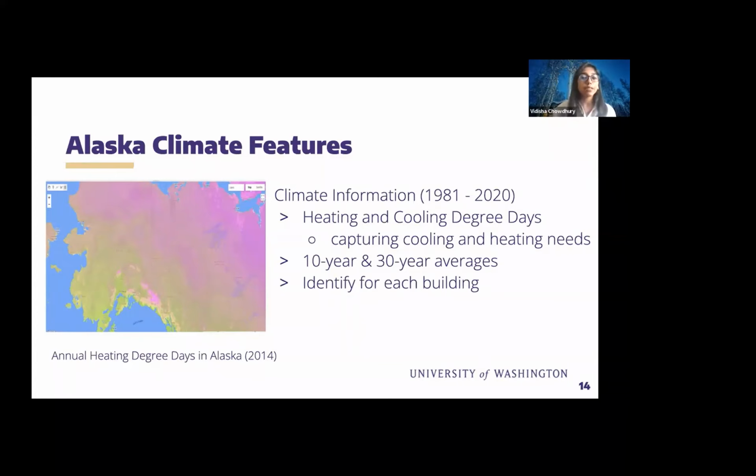The map that you see on this slide is a zoomed in version of the annual heating degree days mapped over Alaska. The variation in colors on the map correspond to the variation in local climate observed in the state. Pink denotes higher absolute value of heating degree days, that is, areas which need more heating.